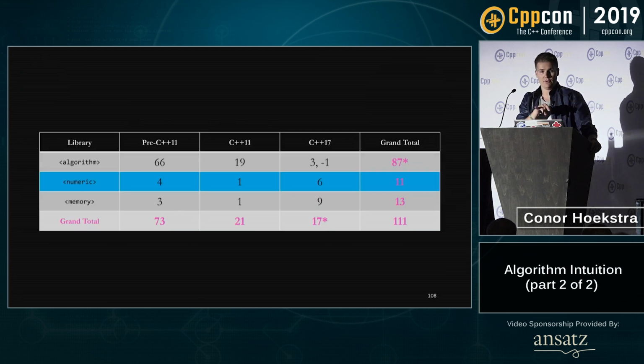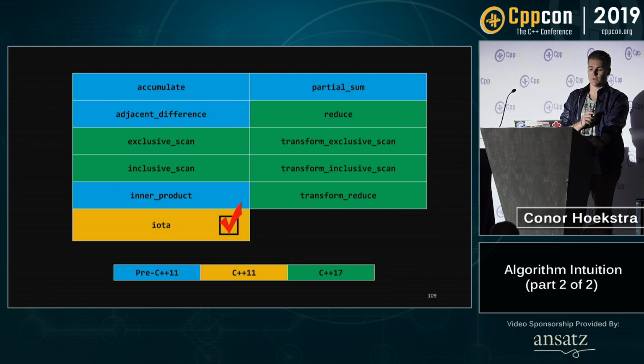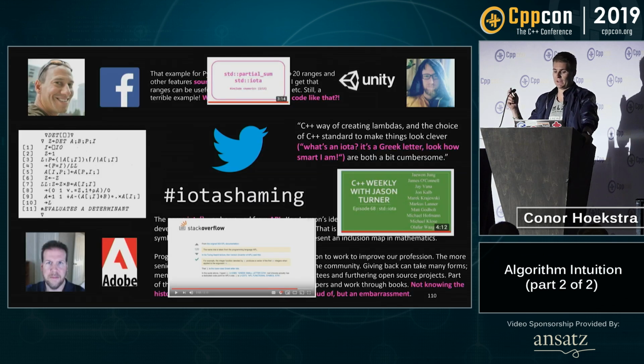Then we talked about how there are 111 algorithms across the algorithm, numeric, and memory headers. And in this talk, we are focusing on the algorithms in the numeric header, which there are 11 of. The first one we covered was iota, which is used to generate a sequence of numbers provided an initial value. We also covered iota shaming. If you're interested in this and you didn't watch part 1, go check that out on YouTube.